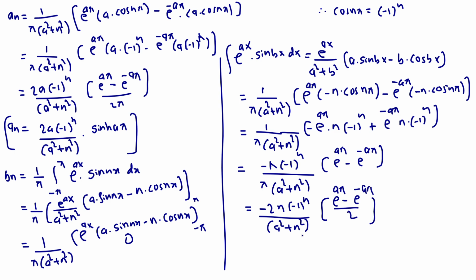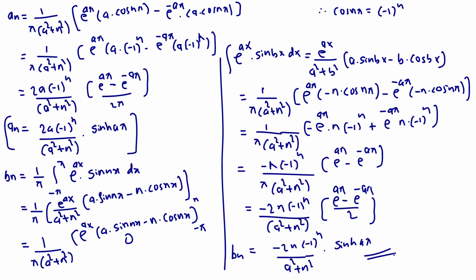I just multiply and divide by 2 here, so the value of bn will be minus 2n into minus 1 raised to n divided by a square plus n square, and we know the value of this, that is sinh a pi. So this will be the value of bn.